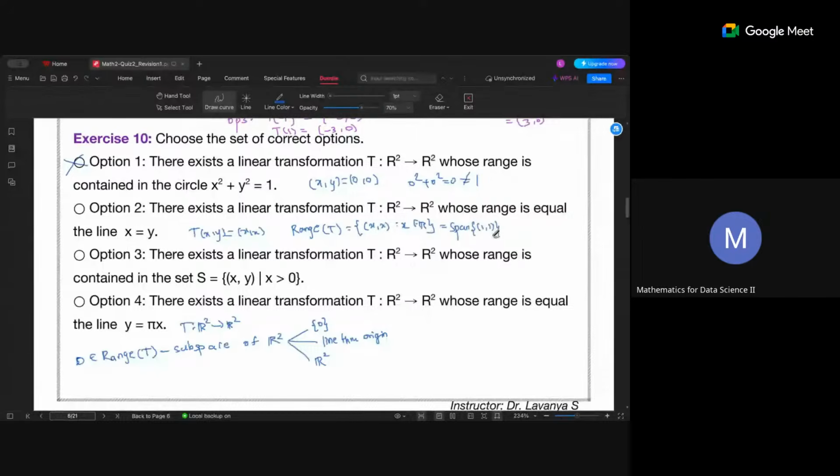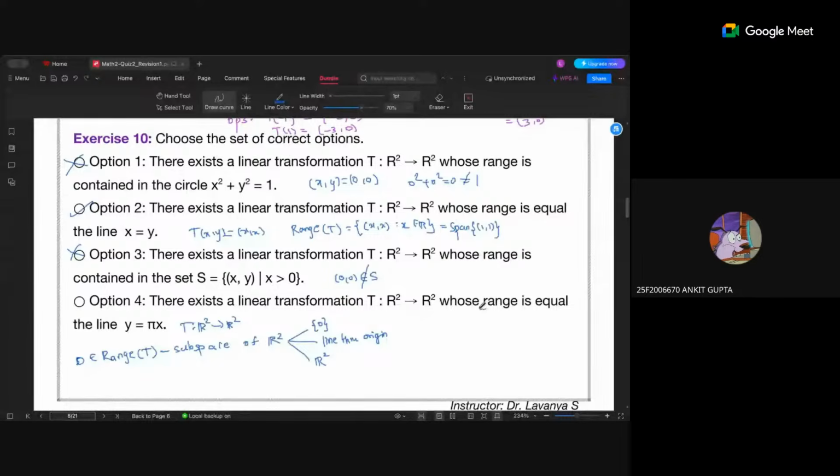What about this one? Again, what about 0, 0? Does 0, 0 belong to S? No, ma'am, it does not belong to S. So this case is not possible. So the second option is possible, the third is not possible. What about option 4? Why is the third not possible? Because the origin should be in the range. Here they are saying the range is in S, but this S does not have the origin.